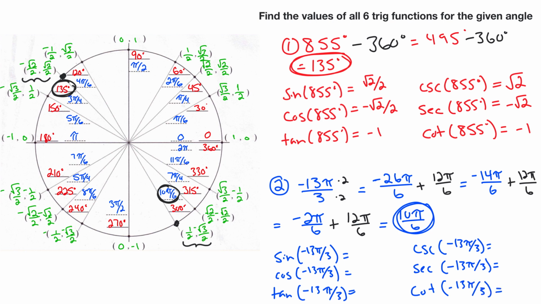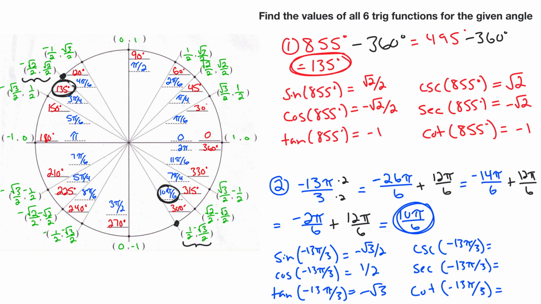First, let's find the sine and cosine. Sine is going to be the y value. The y value is negative root 3 over 2. Cosine is the x value at that coordinate. The cosine value is the x value, so it's 1/2. Tangent is the sine value over the cosine value, so it's negative root 3 over 2 divided by 1/2. When you simplify that, you will get negative root 3.